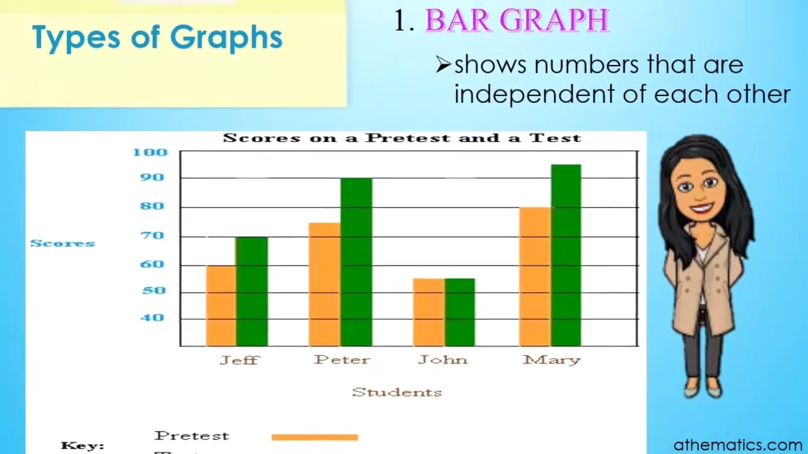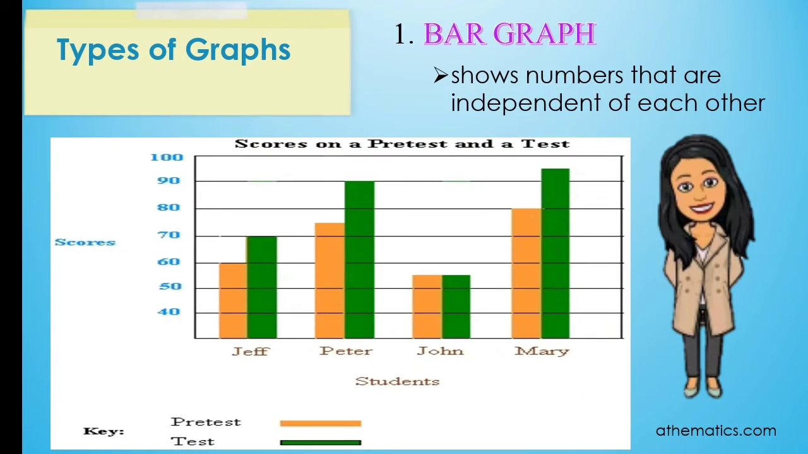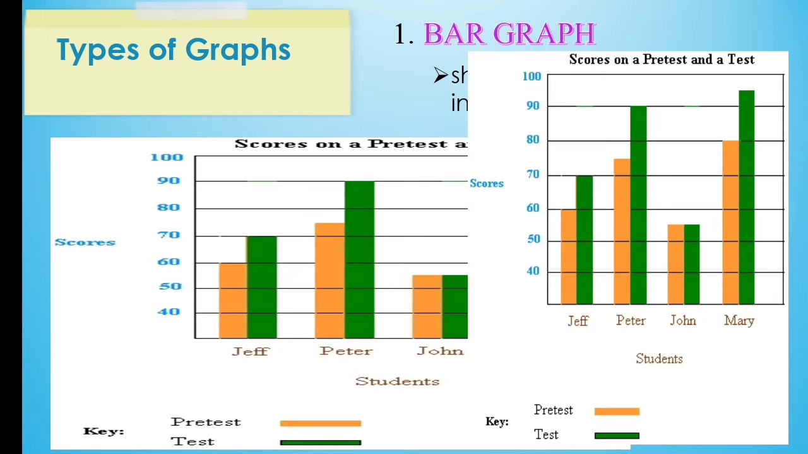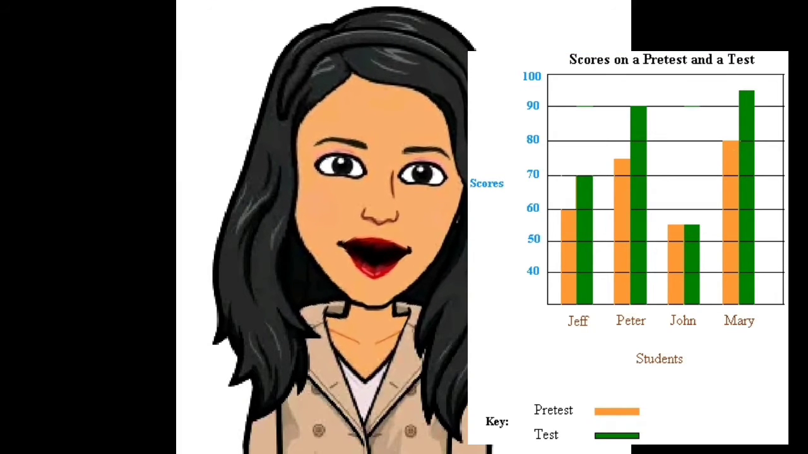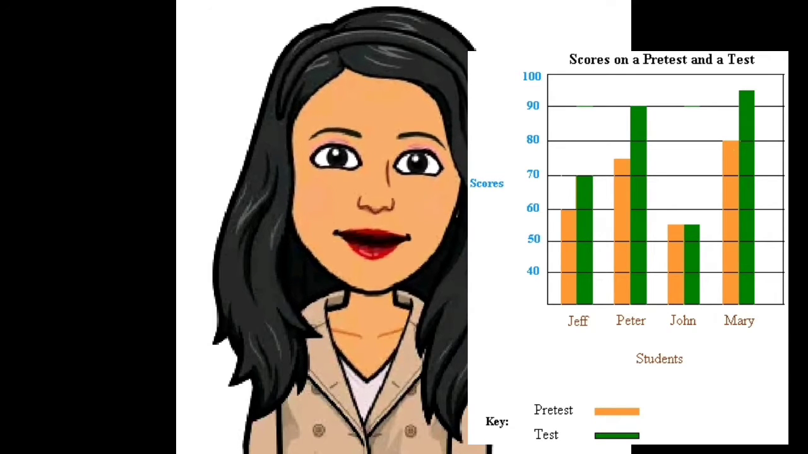There are types of graphs. Number one is a bar graph. A bar graph shows numbers that are independent of each other. It presents data with rectangular bars with heights or lengths proportional to the value that they represent. So this figure here is an example of a bar graph, which shows scores on a pretest and a test.